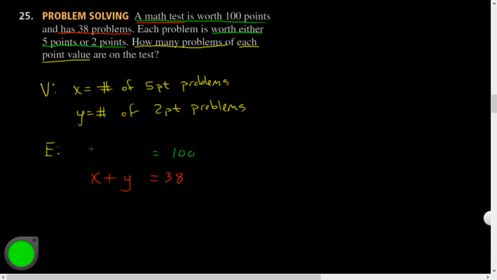Well, if I take the number of 5-point problems and multiply that by the points per problem, this would be the total number of points on that section of the test. And then plus the number of 2-point problems multiplied by what they're worth. This would be the number of points on that section of the test. And if I add those two sections together, I should get 100. All right? Yeah, a little bit tricky.